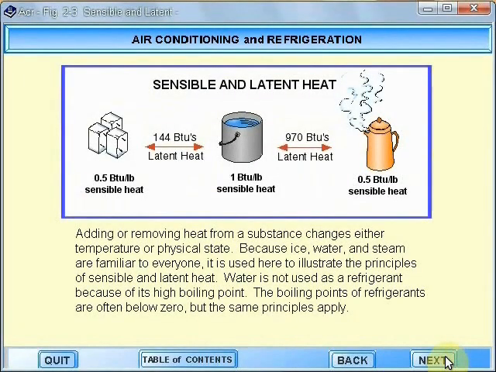Adding or removing heat from a substance changes either temperature or physical state. Because ice, water, and steam are familiar to everyone, it is used here to illustrate the principles of sensible and latent heat. Water is not used as a refrigerant because of its high boiling point. The boiling points of refrigerants are often well below zero, but the same principles apply.